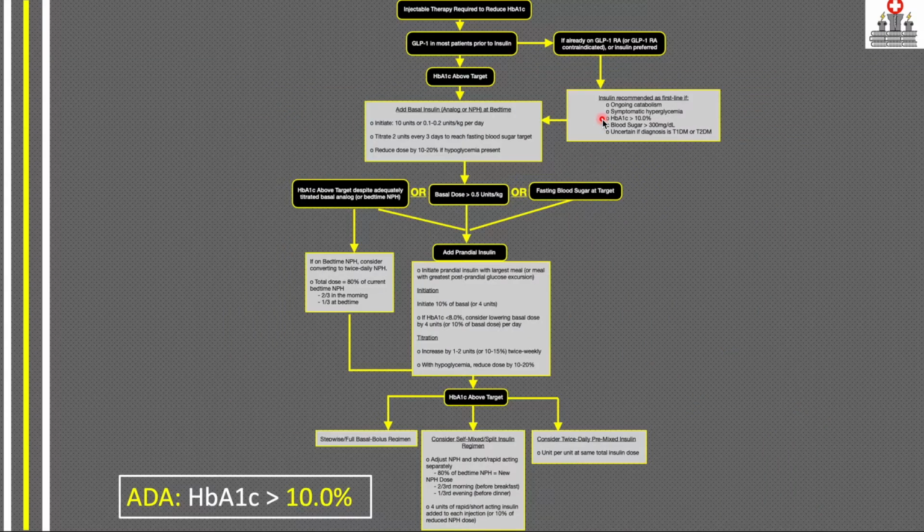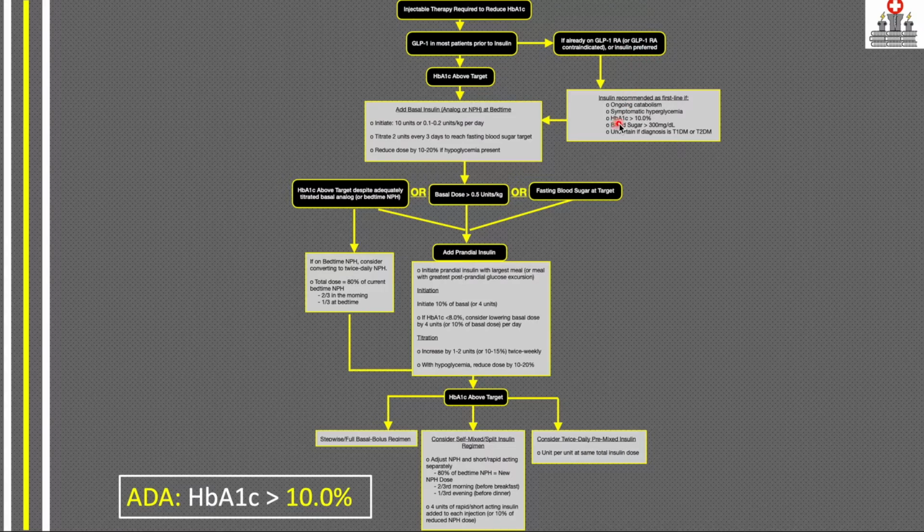If we compare this now to the ADA, American Diabetes Association guidelines, quite similar. They recommend, again, consider a GLP-1 receptor agonist prior to insulin, but they do note here that sometimes it's contraindicated. Sometimes patients are already beyond a GLP-1 receptor agonist, and there's also situations where they should go straight to insulin.